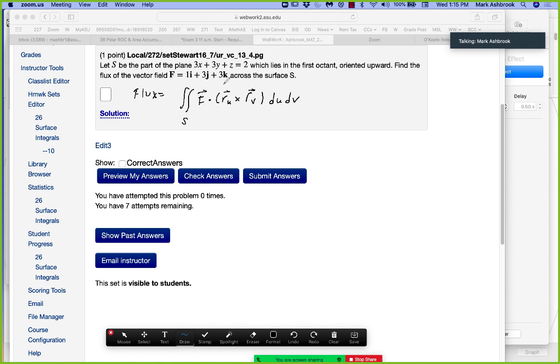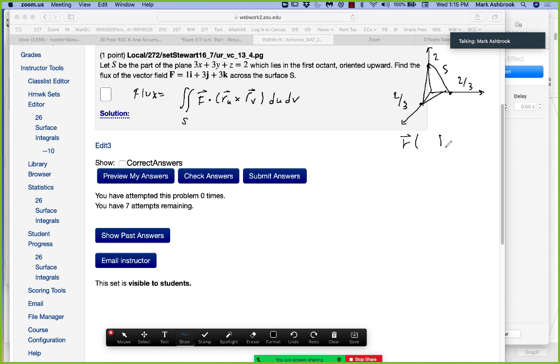So here we go. First we have to parameterize the surface. So let's see, when x and y are 0, z is 2. When x and z are 0, y is 2/3. When y and z are 0, x is also 2/3. So they're talking about here is our surface. That's S. Okay, so S is this triangular patch of the plane lying in the first octant. So we want to parameterize that.